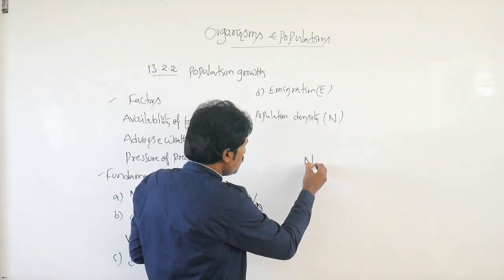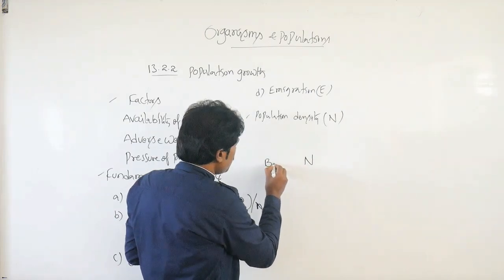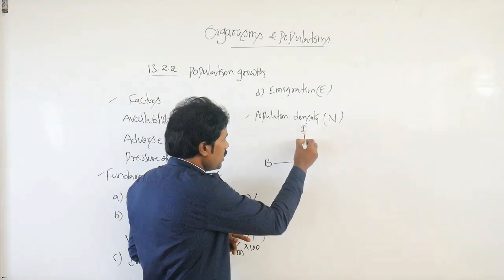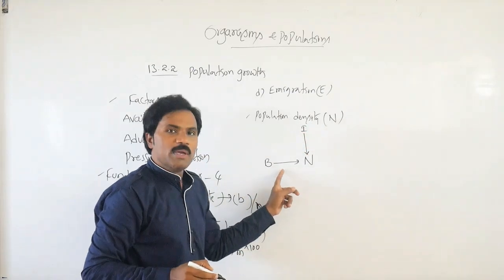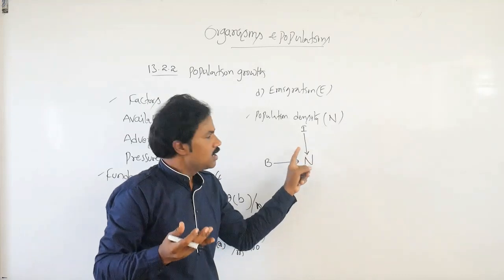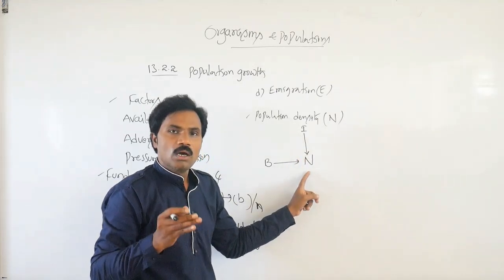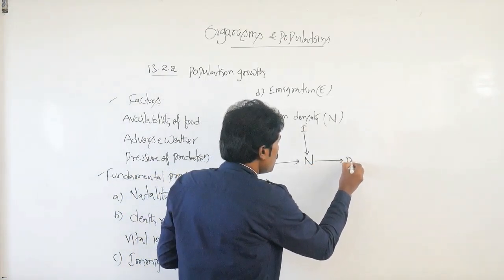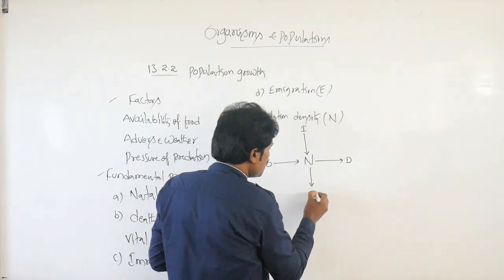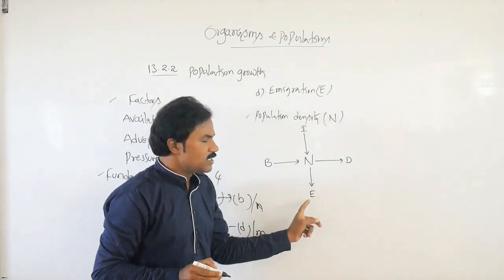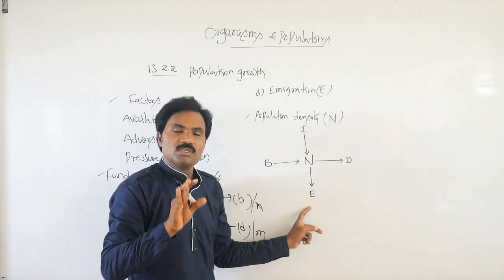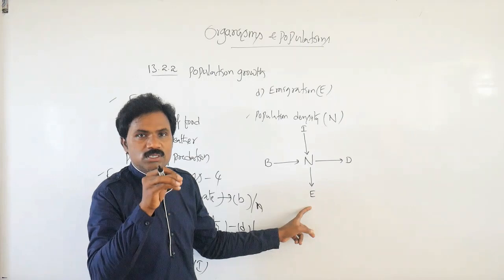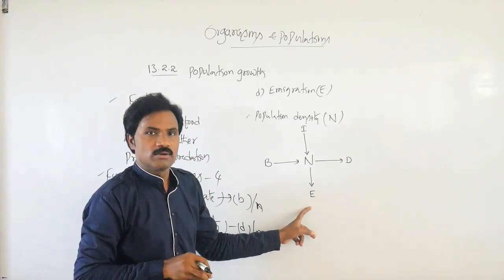This is the population density. This is the birth rate plus immigrants. So B plus I increases population density. Then how to decrease population density? Death plus emigrants. Death plus emigrants decrease the population density. Whenever population size decreases, automatically population density also reduces.